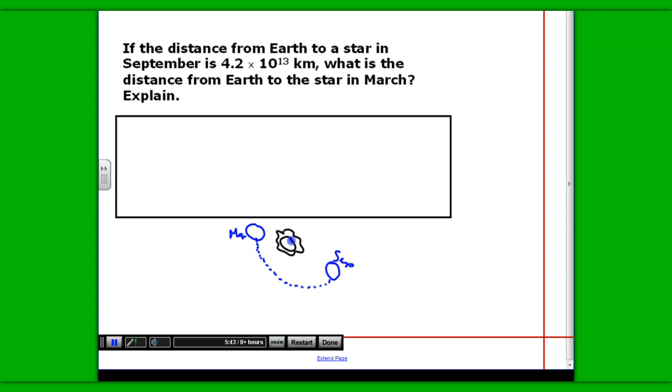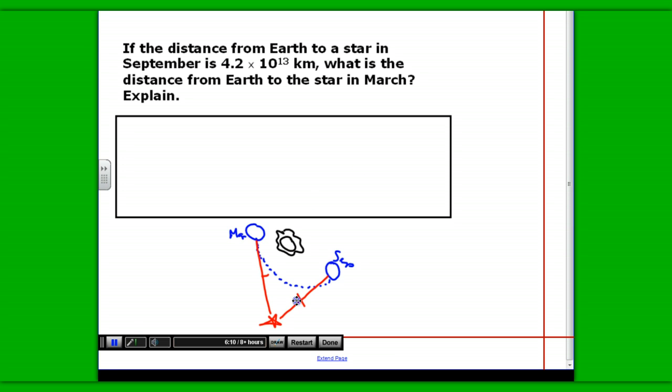Well, the star is somewhere way out here, and the Earth is the same angle from the star in September as it is in March. So basically, because of that angle, we have an isosceles triangle, right?